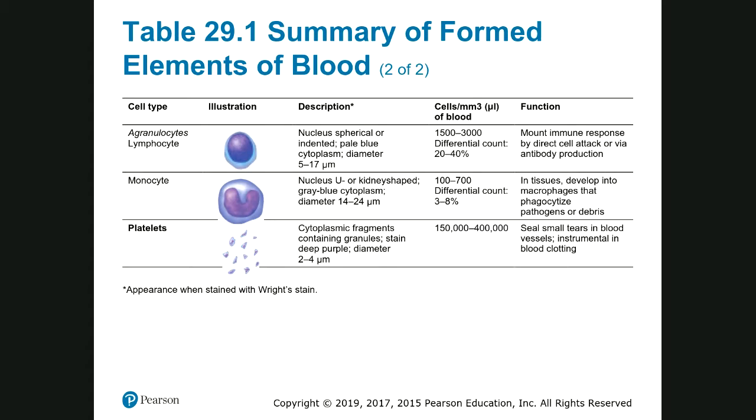Monocytes, their nucleus has the form of a U or kidney. They are also agranulocytes. Their nucleus is U-shaped or kidney-shaped, and they play a role in the tissue. They develop into macrophages that will phagocytize, they will engulf pathogens or debris.